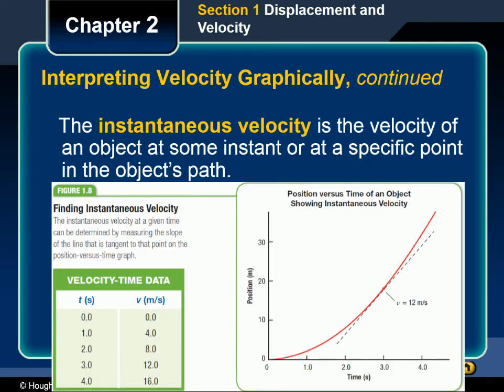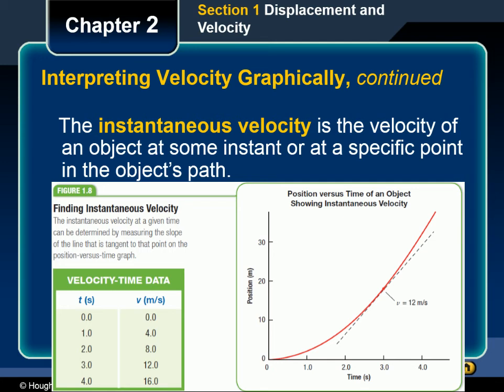Instantaneous velocity may not be the same as average velocity. Now consider an object whose position versus time graph is not a straight line, but a curve, as in figure 1.8 on the screen now. The object moves through larger and larger displacements as each second passes. Thus, its velocity increases with time.